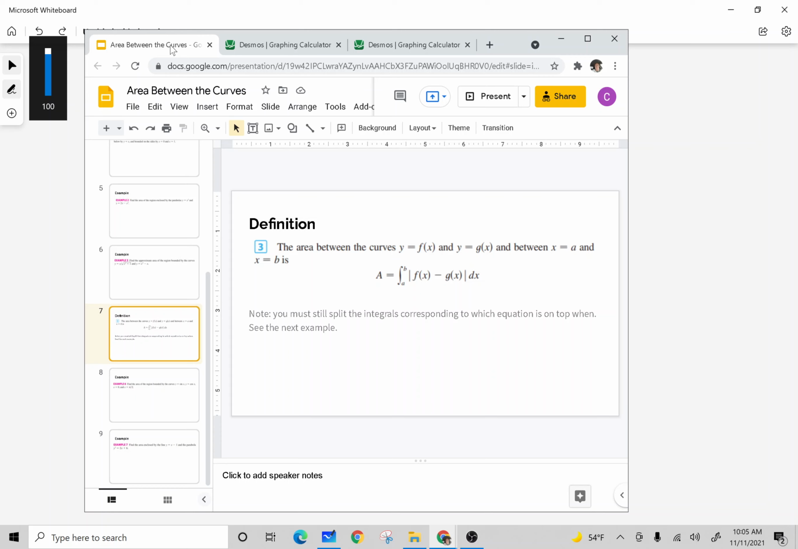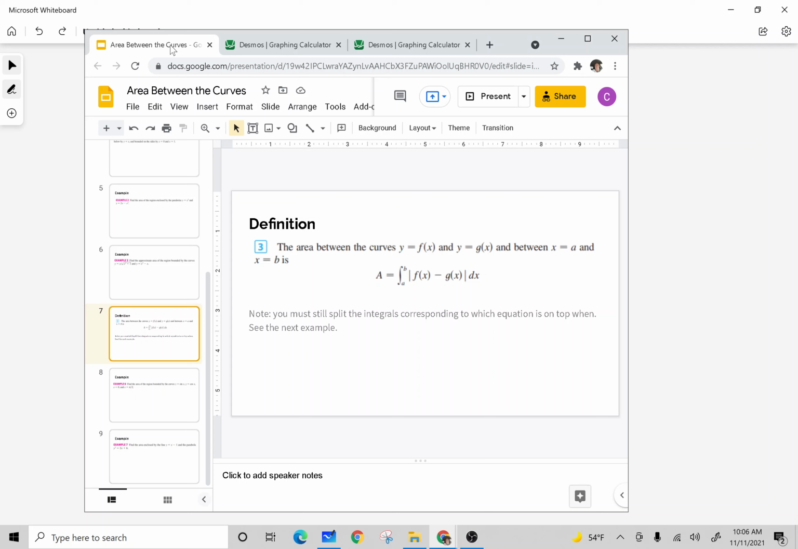Okay, so we're on to a new definition. It's not really new. It's something we talked about a minute ago, or in video 1, I believe. The area between the curves y equals f of x and y equals g of x. Notice that it's y in both cases. And between x equals a and b is defined as the following.